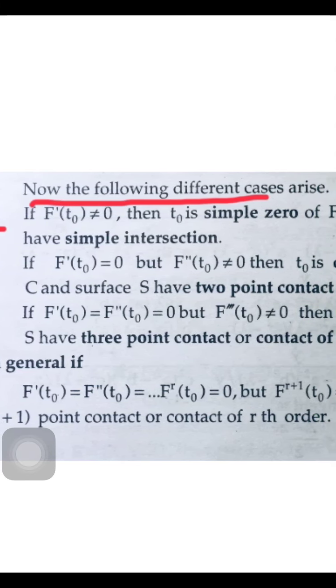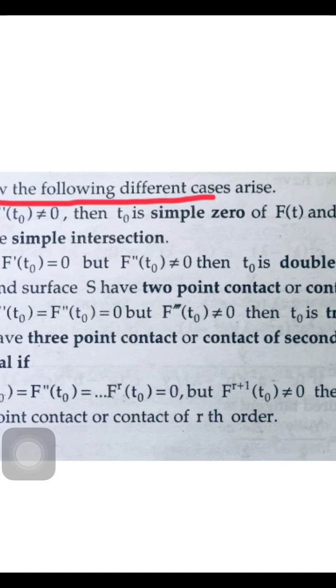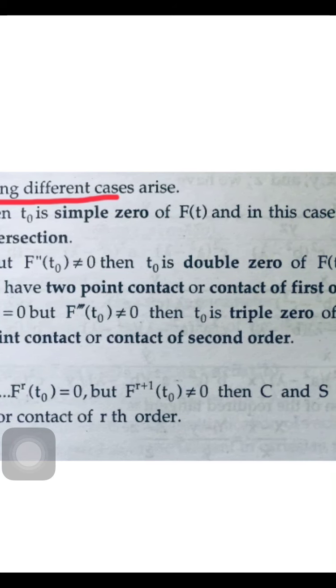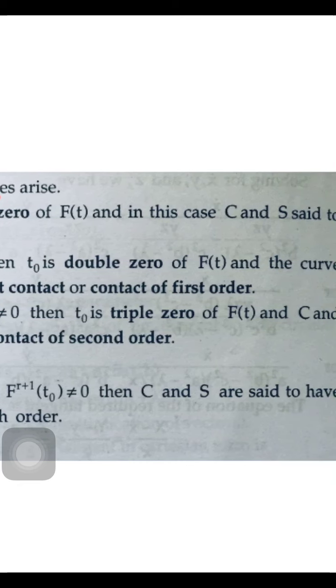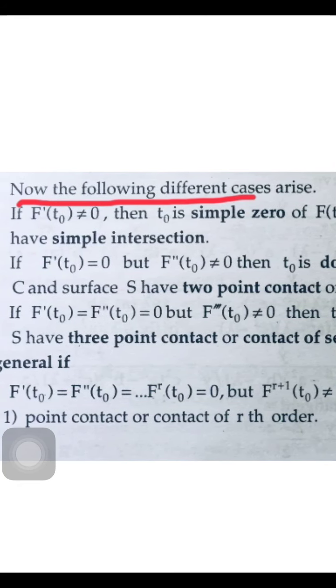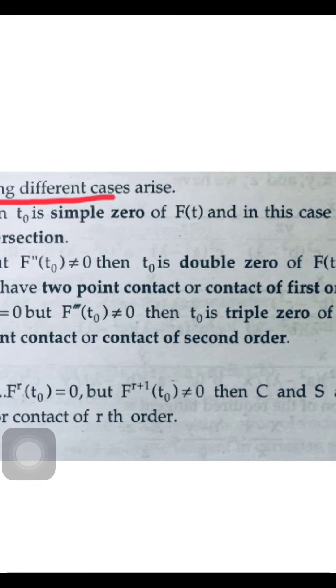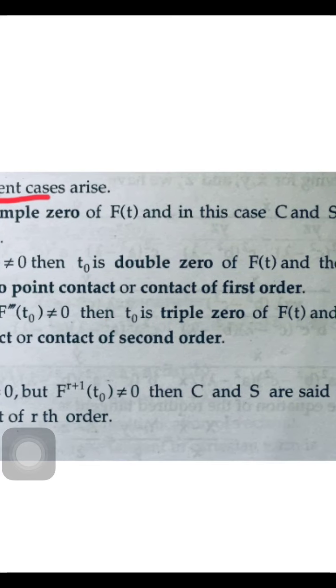Second case, if f dash t0 is equal to 0, the first term should be 0, the first differentiation at t0 becomes 0, but the second differentiation at t0 is not equal to 0, then t0 is a double 0. t0 is called a double 0 of f(t), and the curves C and S have 2-point contact or contact of first order.